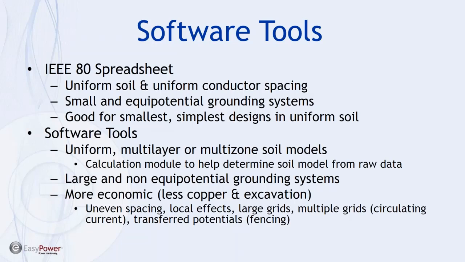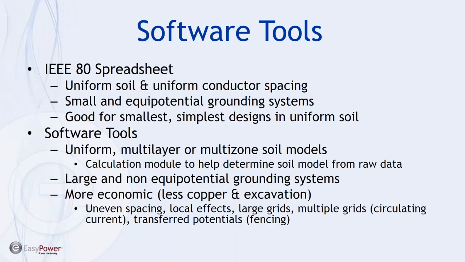Software is much more capable of doing large grids, which includes mutual and self-impedances, so no equipotential assumption. And then finally, you can use the software tools to model the presence of nearby metallic structures and their effect and the grid's effect on them, such as fences and buried pipes. So like we've said before, large grids, circulating current, situations where multiple grids must be analyzed and they interact with each other.